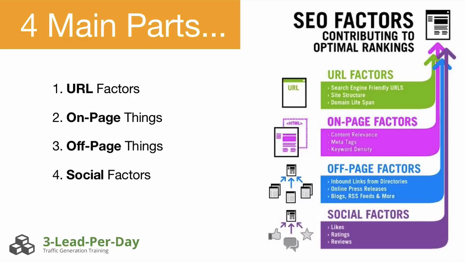The first part is the URL factors, or things like your website. What is built on your website? How is your website built? How is the page structure on your website set up? Is it set up in a way that Google likes it? Is there a sitemap that Google likes on there? This is basically talking about the technical elements of your website and the URL with it, okay?